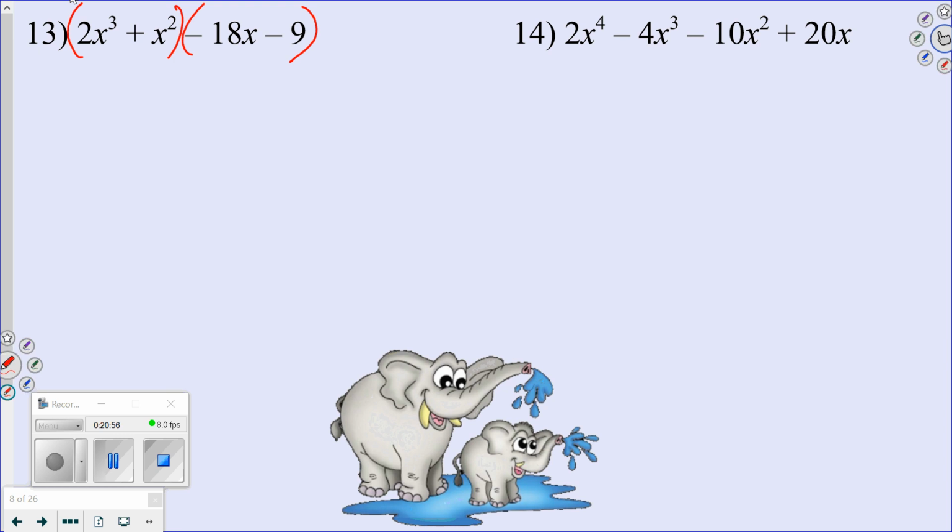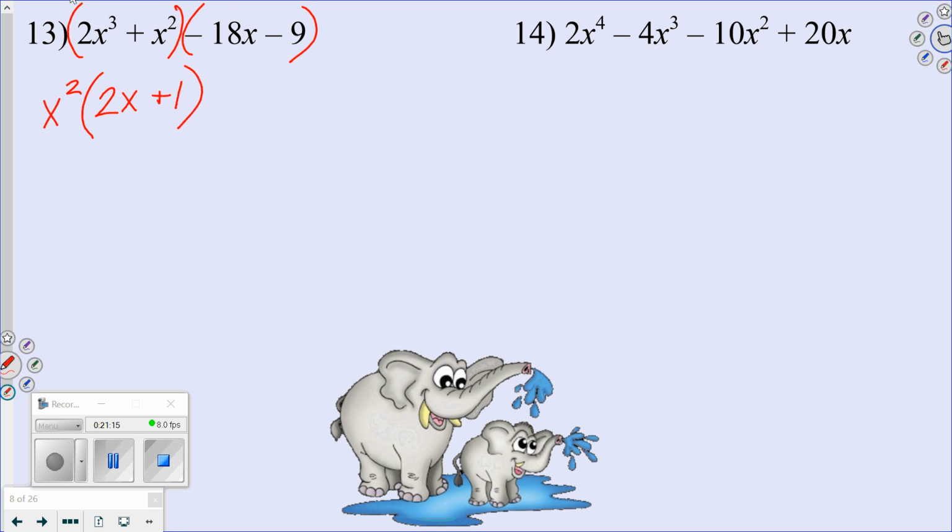I am not done. That does not mean that is factored, okay? I have students try that too. That would be way too easy. What is the GCF in the first set of parentheses? X squared. All right, so let's pull out the x squared from the first set. And we get 2x plus 1.